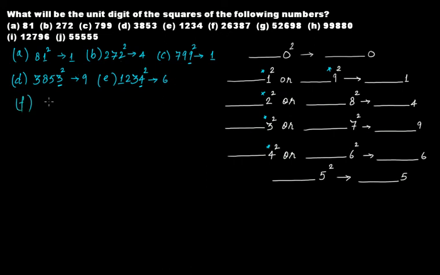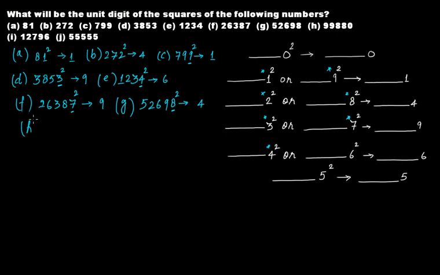F is 26,387, 7 at its units place. So the square of this number ends with 9. G is 52,698, 8 at its units place. Therefore finding the square will give a square number that will have 4 at its units place.